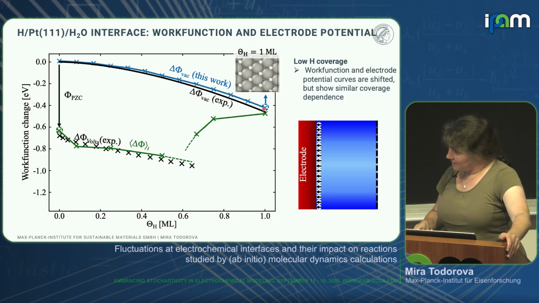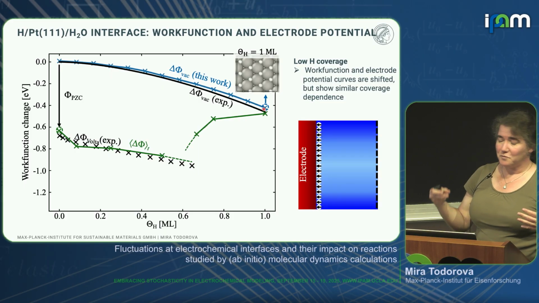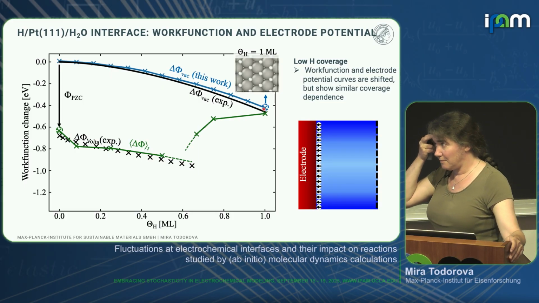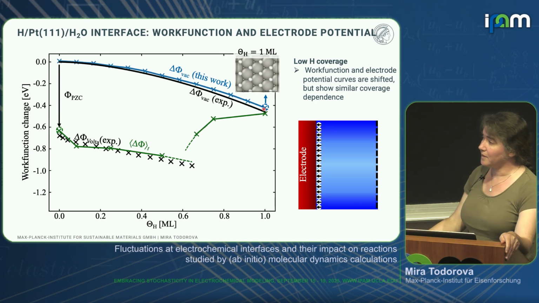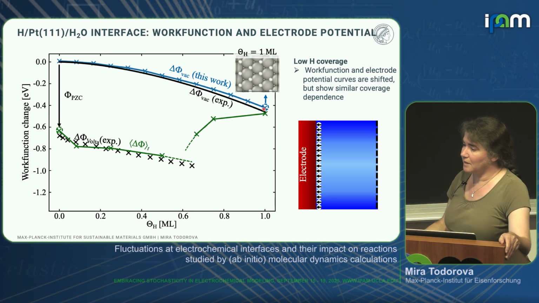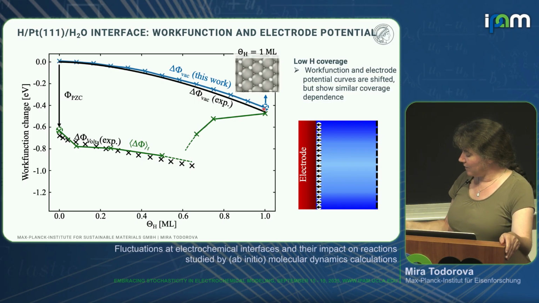Now, trying to understand this, again, we look at how this work function or electrode potential changes as we increase the coverage and what the underlying physical mechanisms are that lead to this. So first, when we bring water in contact with the platinum, because we have different electronic structures and different surface dipoles, there will be a rearrangement of the water molecules trying to screen the potential drop that we have here. And basically, this leads to the shift when we have the pristine surface.